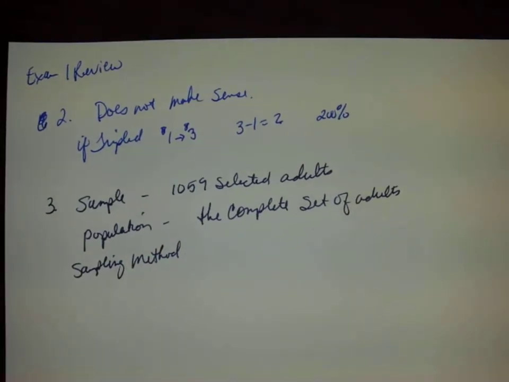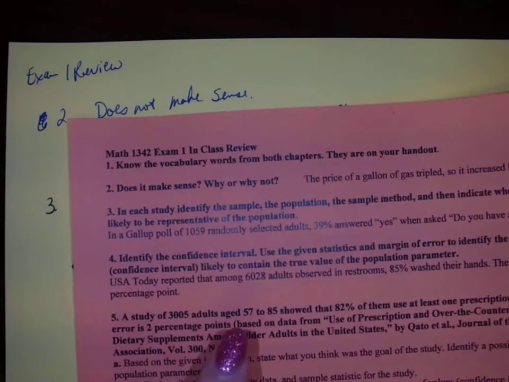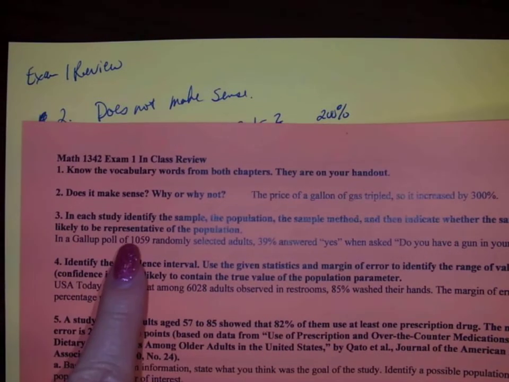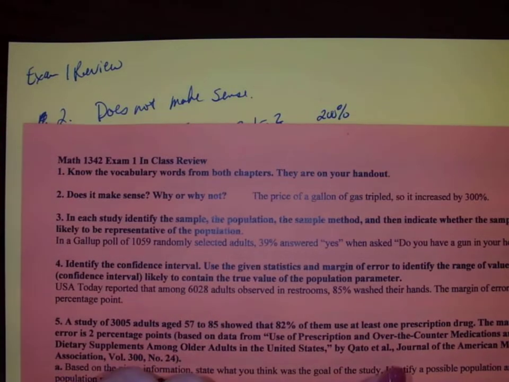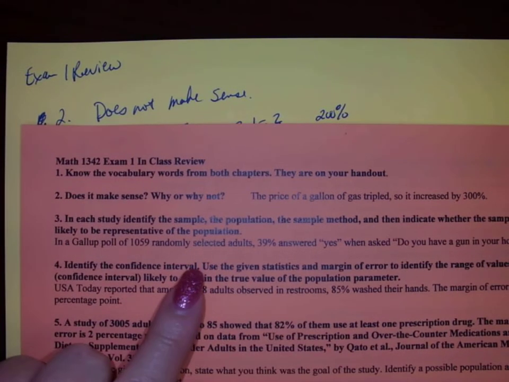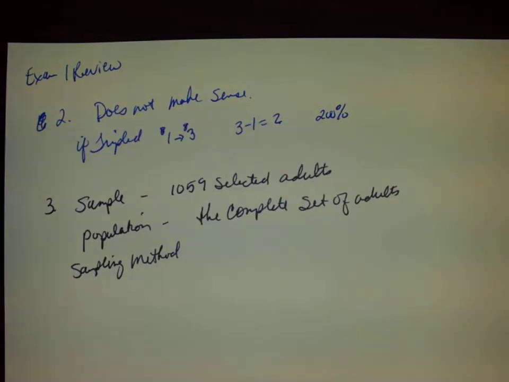Now the sampling method, what did it say happened here? So in a Gallup poll, they were randomly selected. There's no other clues that it was anything but that. So we are going to state that it's just simple random.